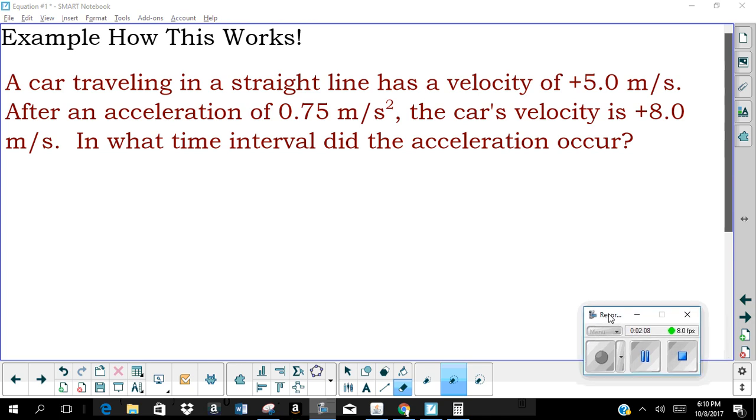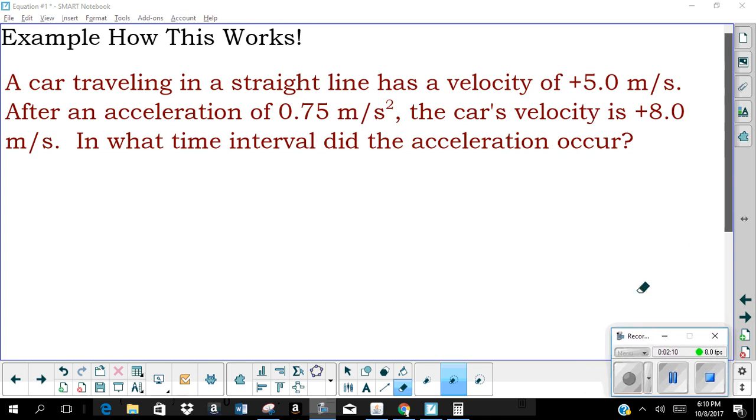At this point in time, we're going to work through an example problem. The example problem says that a car is traveling in a straight line and has a velocity of positive 5.0 meters per second. After an acceleration of 0.75 meters per second squared, the car's velocity is positive 8.0 meters per second. In what time interval did this acceleration occur?